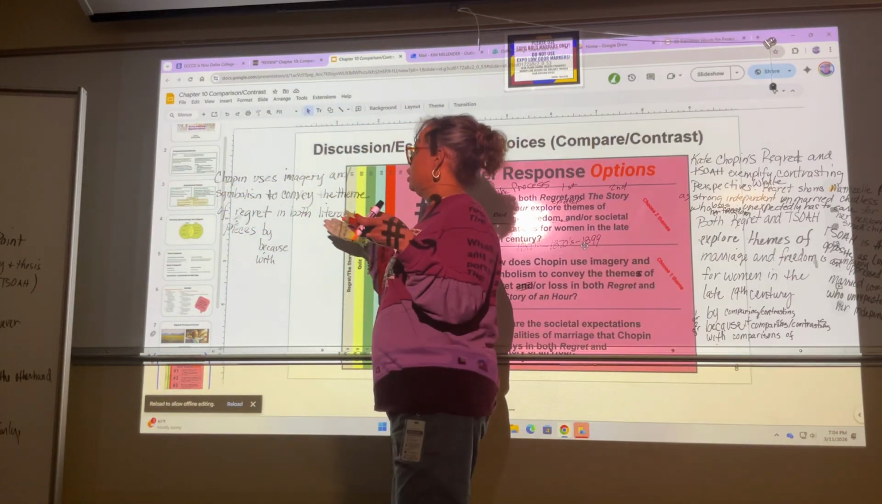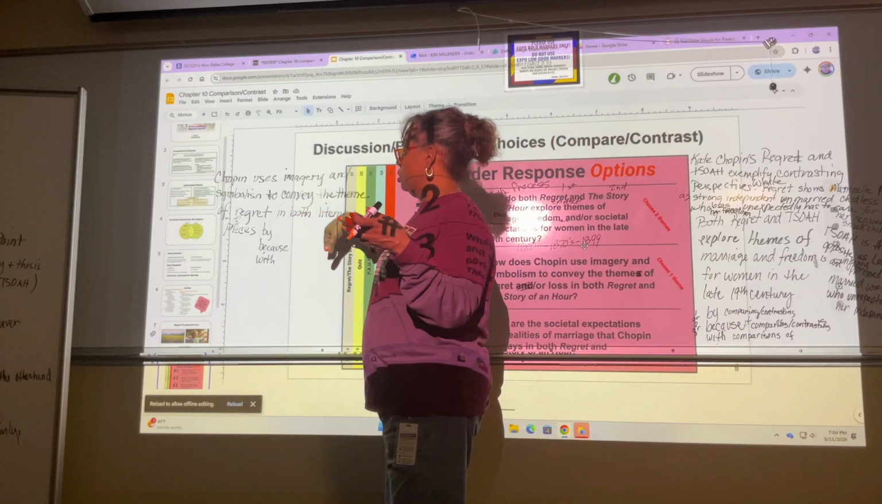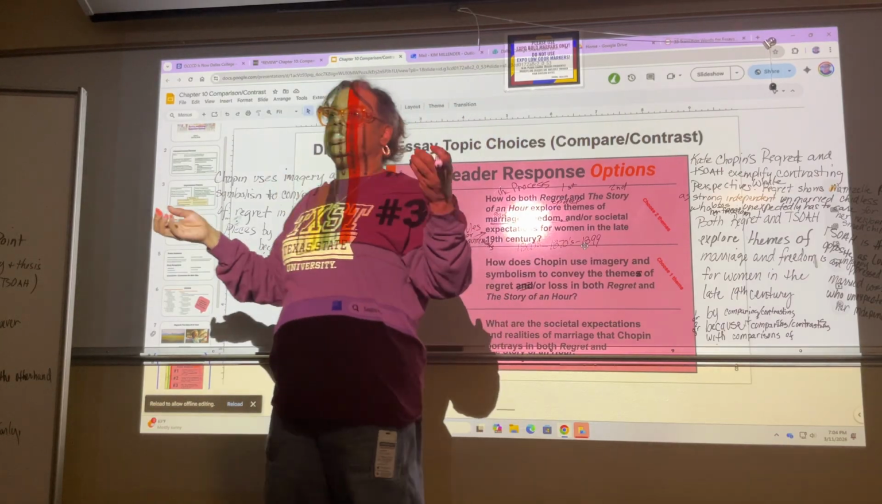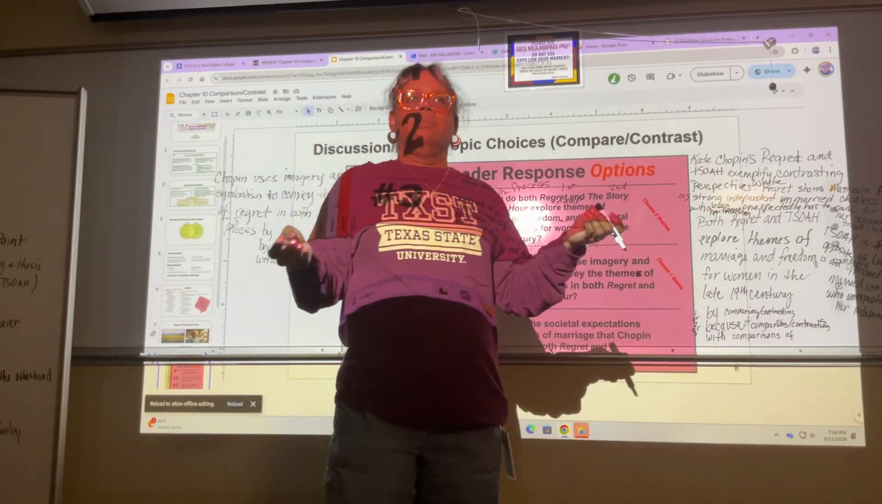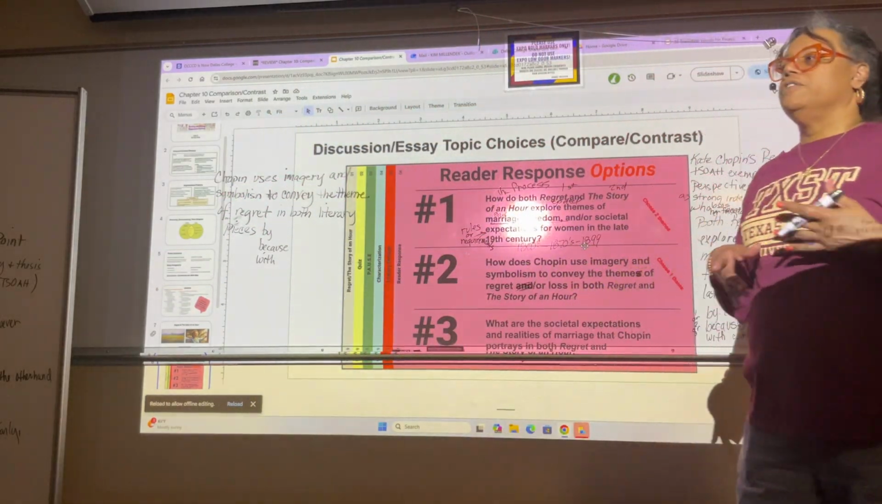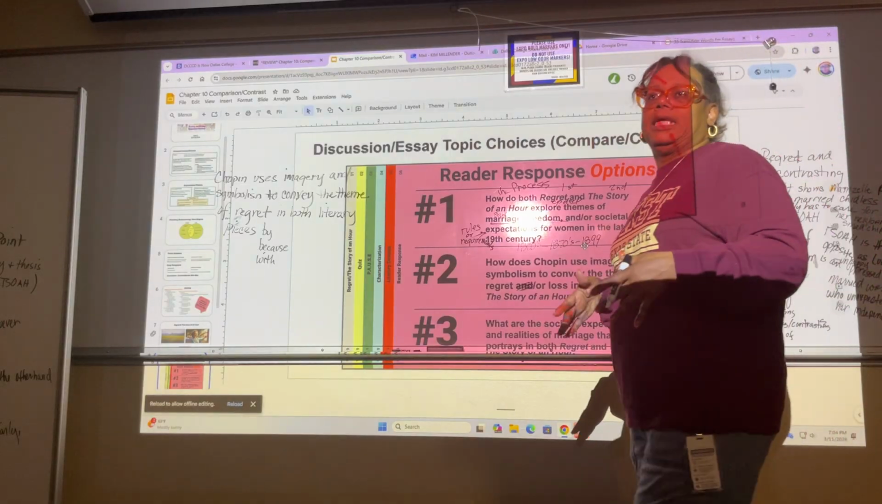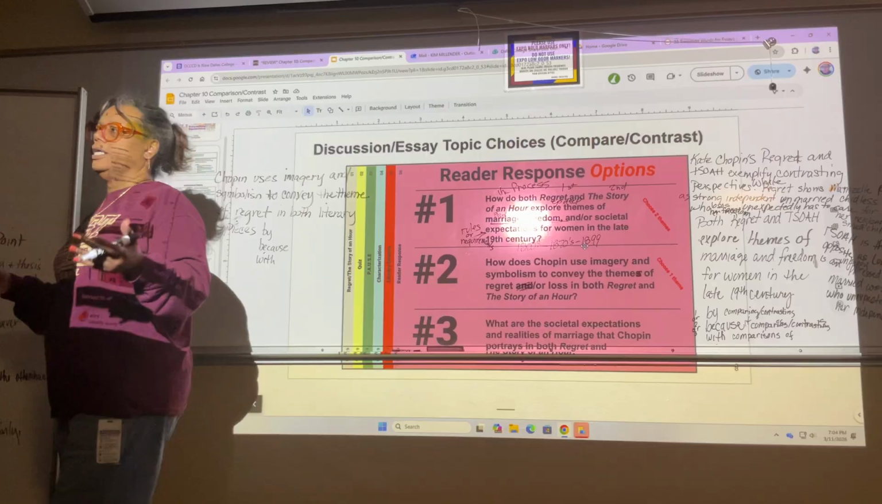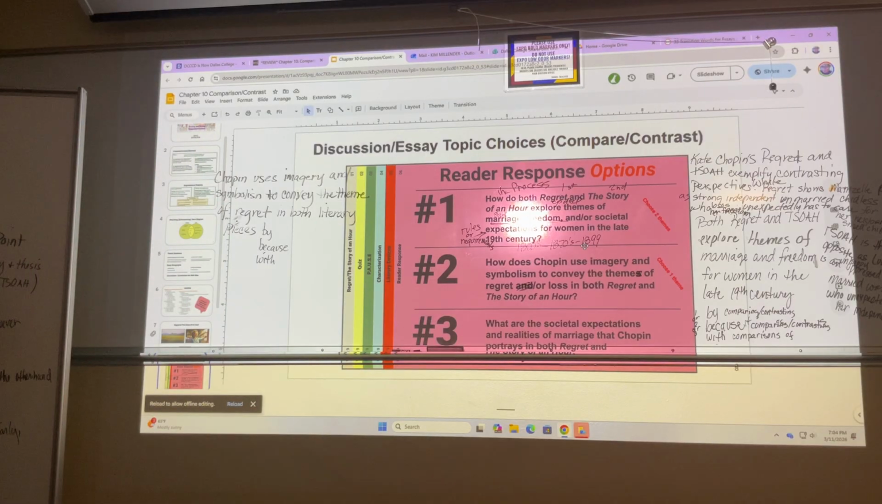She uses imagery in both literary pieces by, what is she doing? By, so if it's imagery, by providing visuals with deeper meaning, right? Or providing descriptive images. Do you understand what I'm saying? It's almost like you have to break it down and tell me.